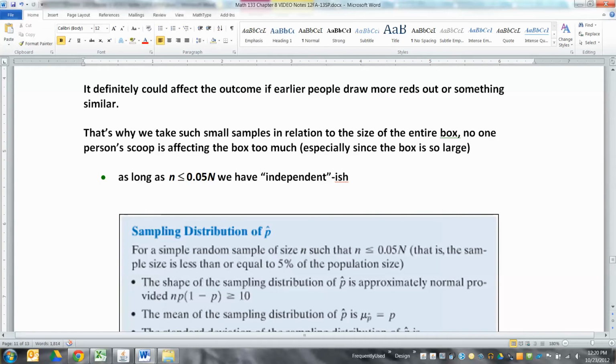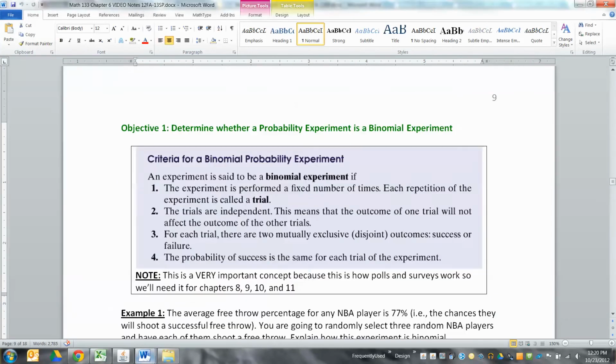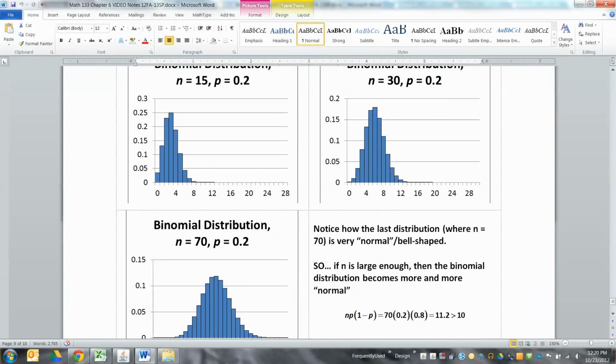You need your sample size n to be less than 5% of capital N. That ensures the independence part. Then you get down here to the first bullet. The shape of the distribution is approximately normal as long as n times p times 1 minus p is greater than 10. Now you've seen that before too. That was the last page of chapter 6 right here.